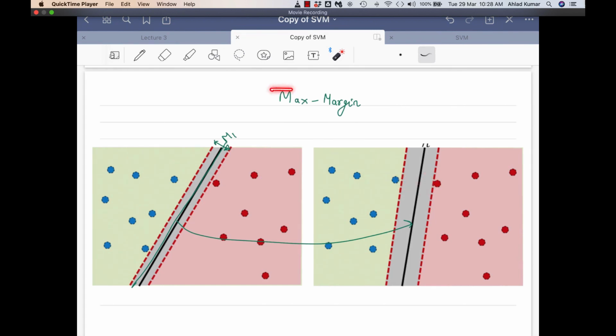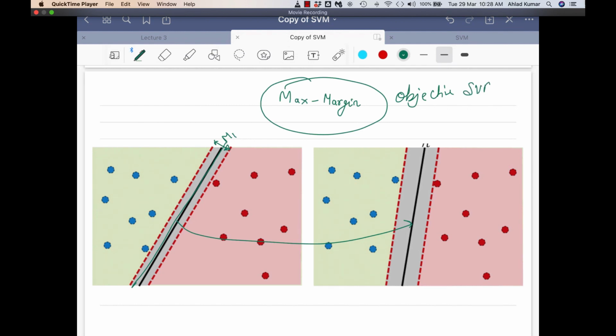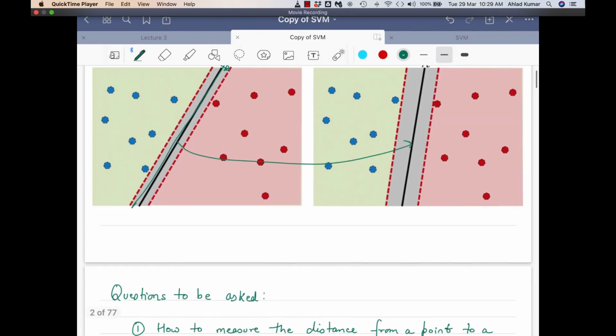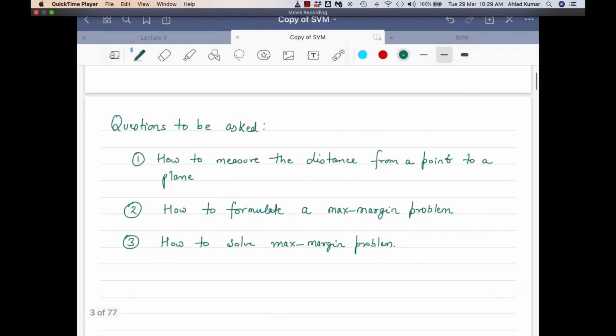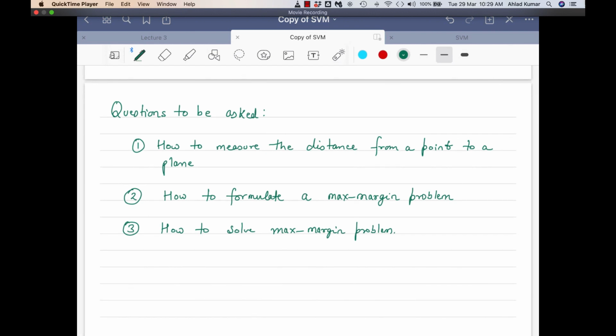So the concept of margin maximization is the basic objective of support vector machine. The main objective of SVM is to maximize the margin. Before going into the actual problem of support vector machine, we should ask three questions to ourselves.